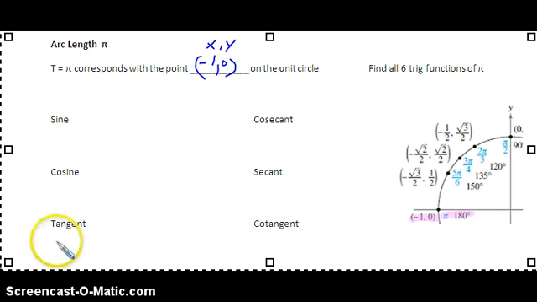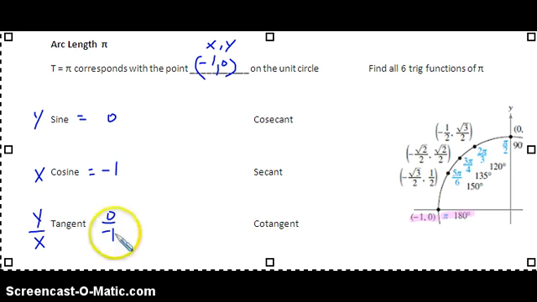Remember, if I'm asking you to find sine, cosine, and tangent, oops, sorry, it should be y, x, and then y over x. So the sine would simply just be the y value, which is 0. The cosine would be the x value, which is negative 1. The tangent would be the 0 divided by negative 1. 0 divided by negative 1 is 0. So those are pretty simple to get those answers.